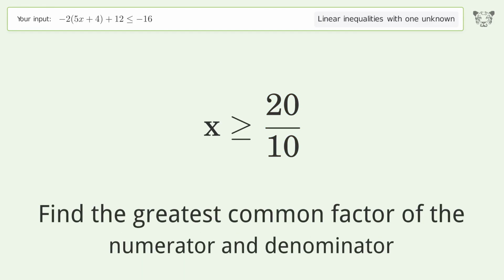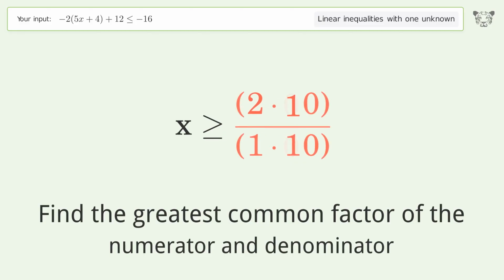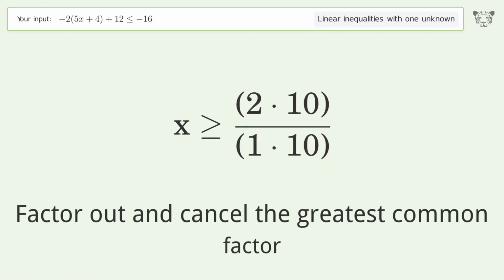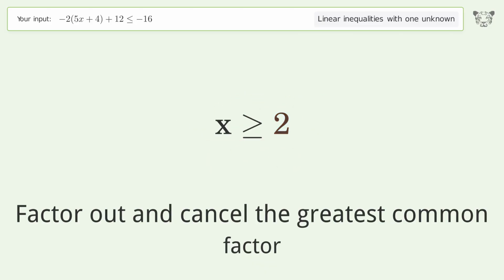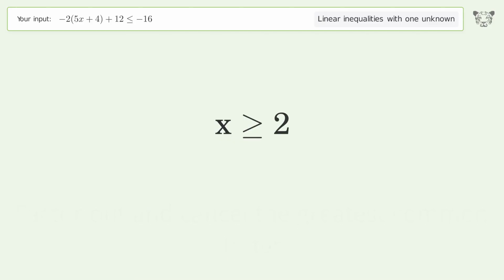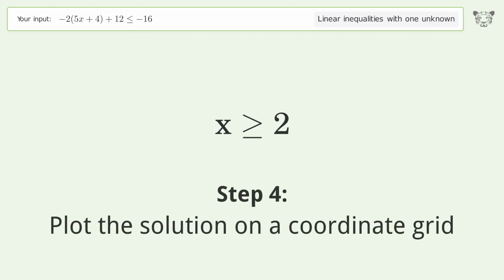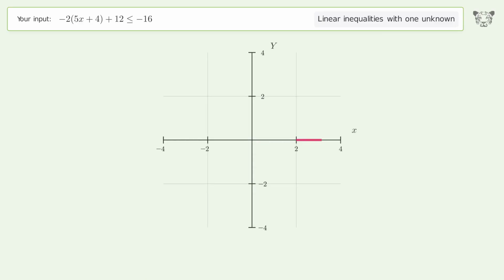Find the greatest common factor of the numerator and denominator. Factor out and cancel the greatest common factor. Plot the solution on a coordinate grid. And so the final result is x equal or greater than 2.